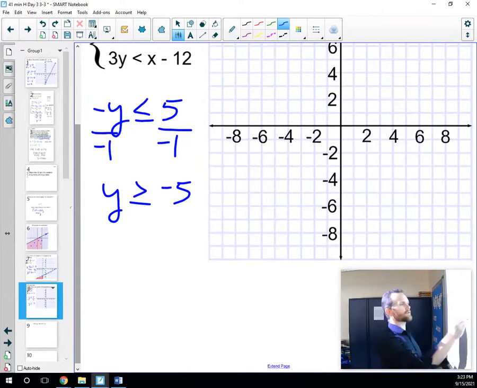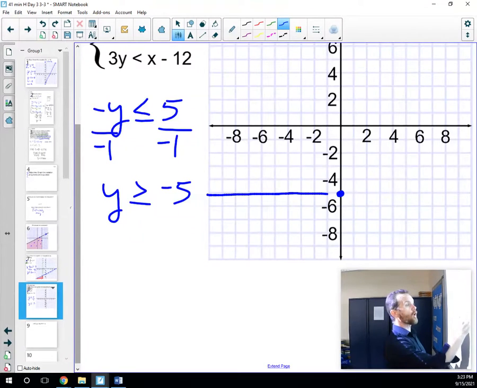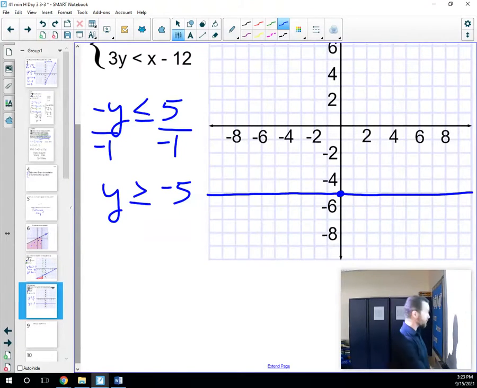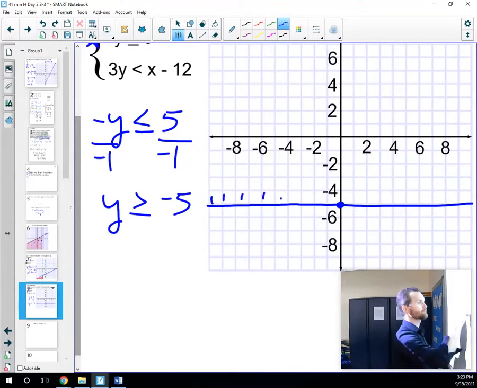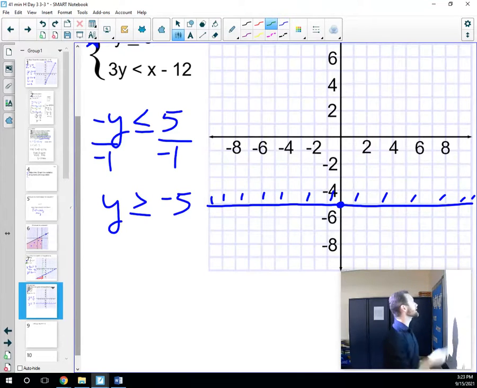So now I'm going to go to -5 on the y-axis, cut across this axis, and get a solid horizontal line. Remember, it's solid because we see an or equal to under that inequality symbol. Shading, y is greater than, so we're going to shade above. Okay. Now let's take a look at the green.